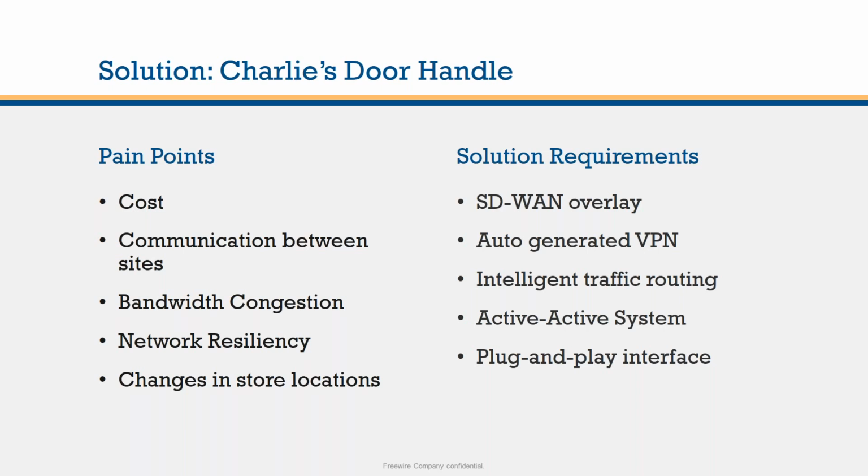Communication between sites. Once we've gotten rid of our MPLS, like I had mentioned earlier, the systems will automatically generate those VPNs to ensure that there is encrypted and secure site-to-site communication, without the need to actually configure those VPNs. Bandwidth congestion. This comes down to the point of connection optimization, so intelligently routing traffic.